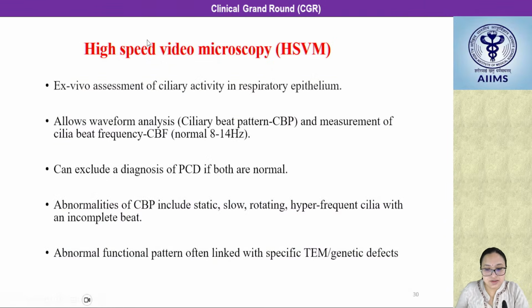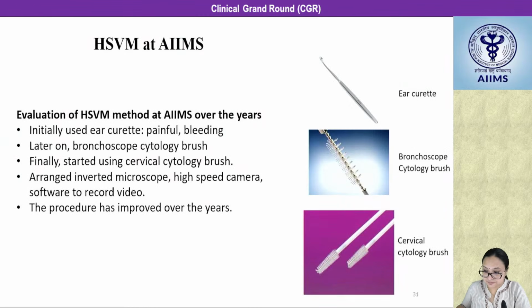Moving on to the next investigation, the high-speed video microscopy, which is nothing but the ex vivo assessment of the ciliary activity of the respiratory epithelium. And we basically look at two things. One is the waveform analysis or the ciliary beat pattern analysis, and secondarily, a measurement of the ciliary beat frequency, the normal ciliary beat frequency being 8 to 14 Hertz. So we can exclude a diagnosis of PCD if both the pattern and the frequency are within normal limits. And abnormalities of the ciliary beat pattern include static, slow rotating, hyperfrequent cilia with an incomplete beat. And abnormal functional pattern is often linked with specific TEM and genetic defects.